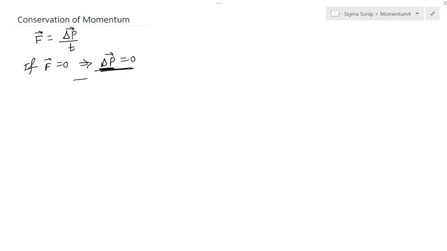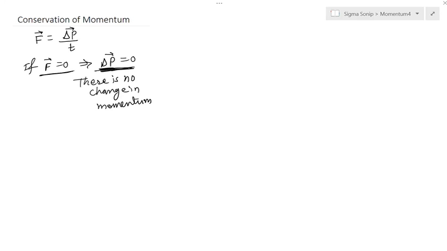There is no change in momentum. If we look at this, common sense would tell us that if there are no forces applied, obviously momentum will not change. If momentum changes, then we need to apply a force, and in case of no external force, the change in momentum is 0. In other words, whenever force is equal to 0, the momentum is conserved. This is known as the principle of conservation of momentum.